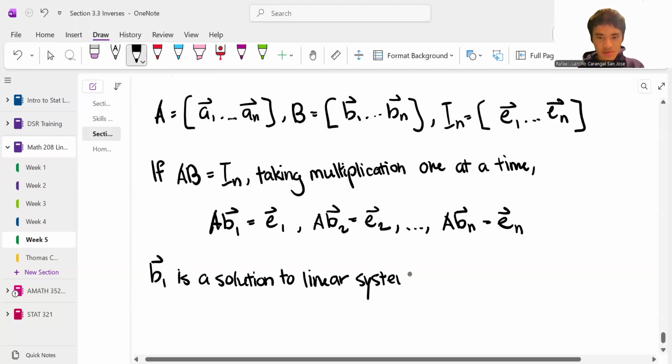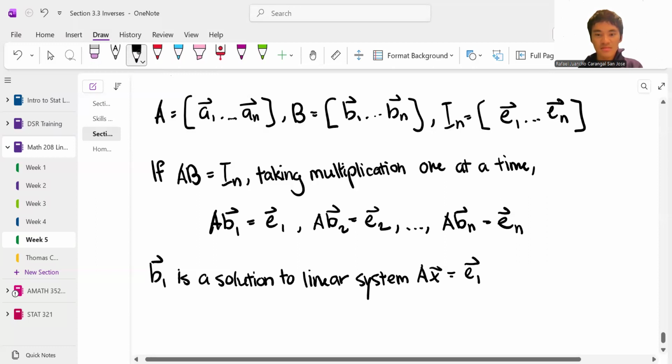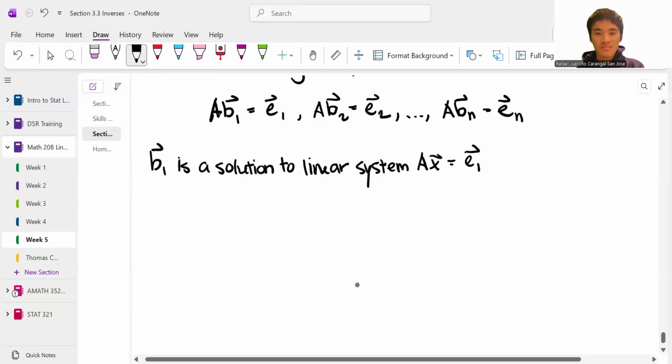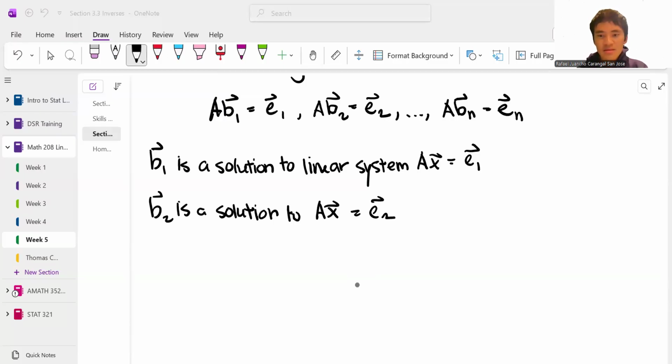And thus B sub 1 is a solution to the linear system AX equals E, where X is the one that we need to find. And then B sub 2 is the solution to the same linear system, AX equals E2. And we keep going, right?